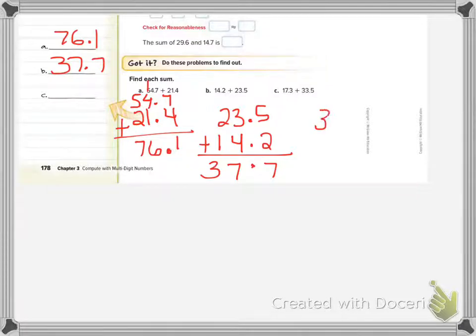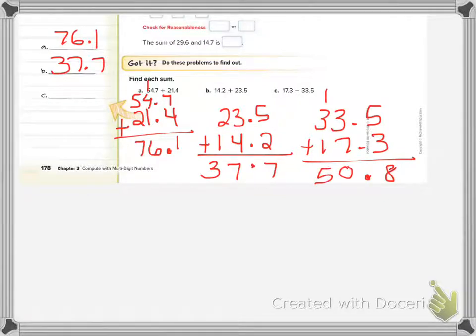And then letter C, we have 33.5 plus 17.3. Add them together. 5 plus 3, 8. Bring down our decimal right away, don't forget that. 7 plus 3, 10. 3 plus 1, 4 plus 1 more, 5. We get an answer of 50.8.